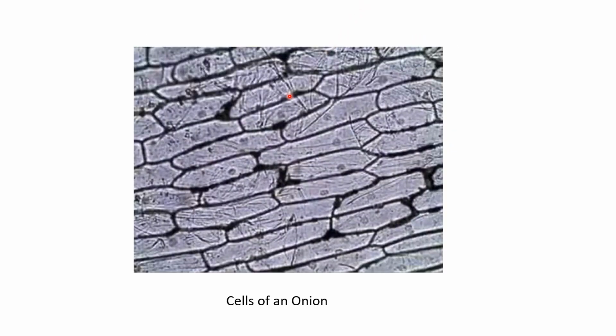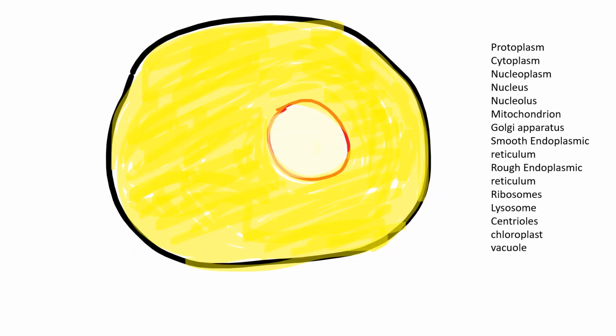Here you can see the cells of an onion under a light microscope. You can clearly see the nucleus and the well-formed structure of the boundaries of a cell. Now we are going to draw the cell by ourselves. This is the structure of a cell.